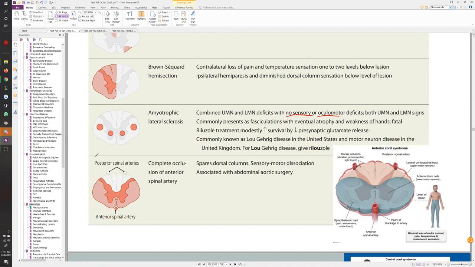Last thing here is your posterior spinal artery and anterior spinal artery in this image, where you get complete occlusion of your anterior spinal artery, ASA. So in this diagram here, you can see this very nicely. You have your anterior spinal artery that supplies this anterior region, right? And then you have your posterior spinal arteries, two of them, that supply this posterior region. They've nicely labeled for you lateral corticospinal tract, right? And then over here, your spinothalamic tract.